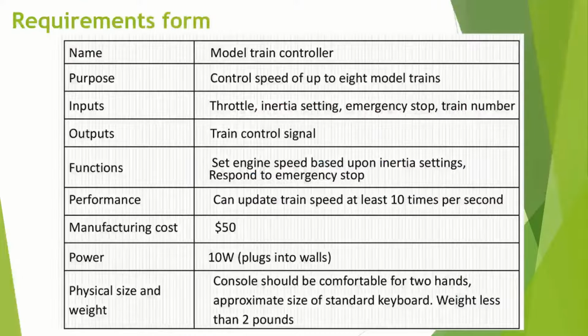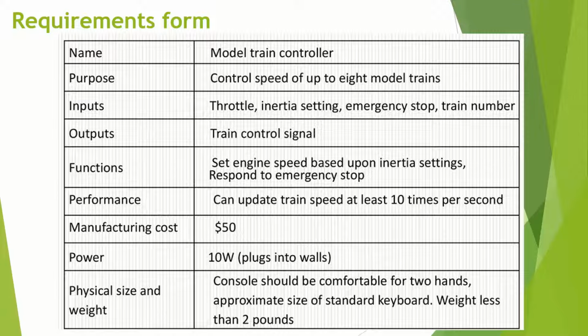The requirement form for the model train controller is shown here. The name given for the design is Model Train Controller. The purpose of this design is to control the speed of 8 trains on a track. So what are the inputs of this design? The throttle, emergency stop button, and inertia that are attached to the control box will be the inputs to the design. As the design is capable of controlling the speed of 8 trains, the train will be identified using a unique train number, which will be one of the inputs.